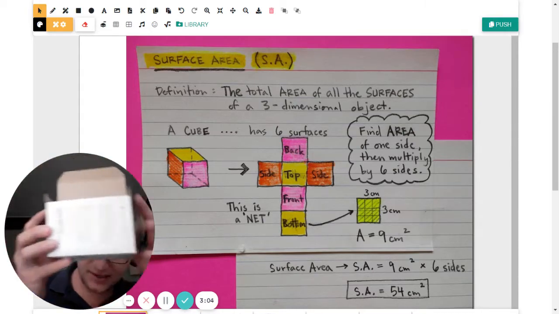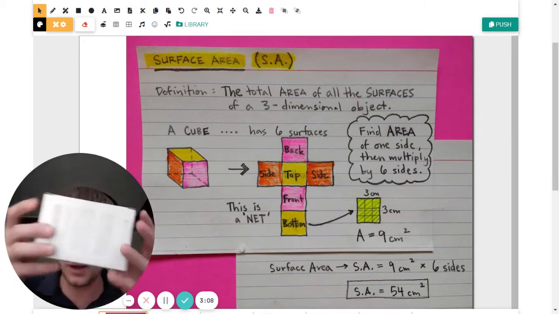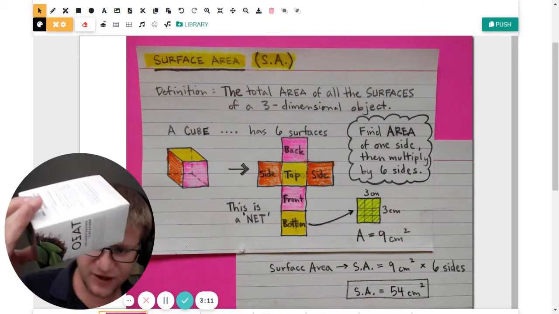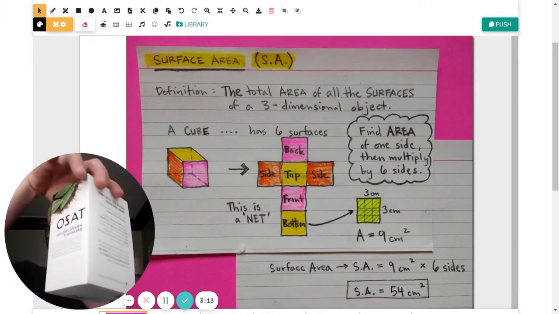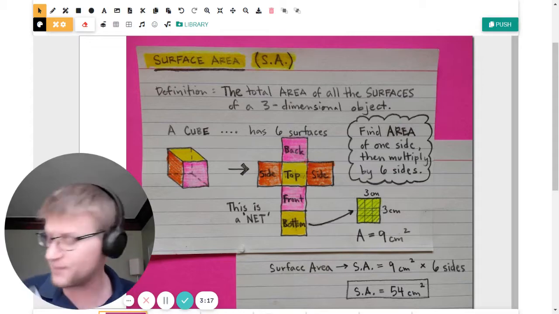So this is a Tazo tea box, right? And it's got a net. So how much material you use and how big your box is a function of surface area, and it's a function of the net, right? And the net means when you take it apart, it opens up into something.